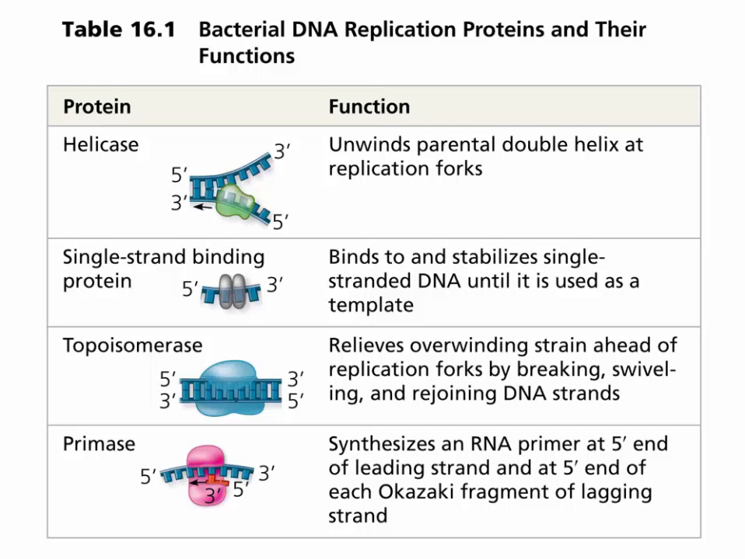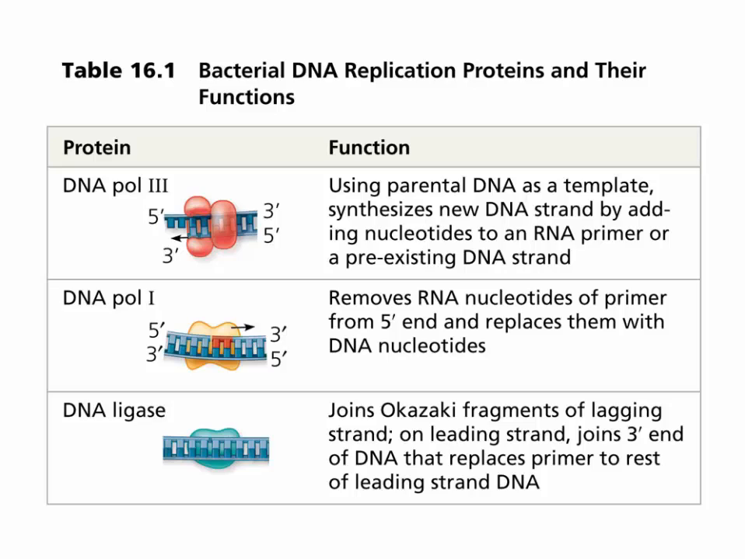Here is a summary of what we just talked about. Helicase, the enzyme that unwinds the double helix at replication forks. Single-strand binding proteins, which stabilize the single-stranded DNA. Topoisomerase, which prevents overwinding ahead of the forks, and it breaks and swivels and rejoins DNA strands. And primase, which synthesizes an RNA primer at the 5' end of a leading strand and at the 5' end of each Okazaki fragment of the lagging strand.